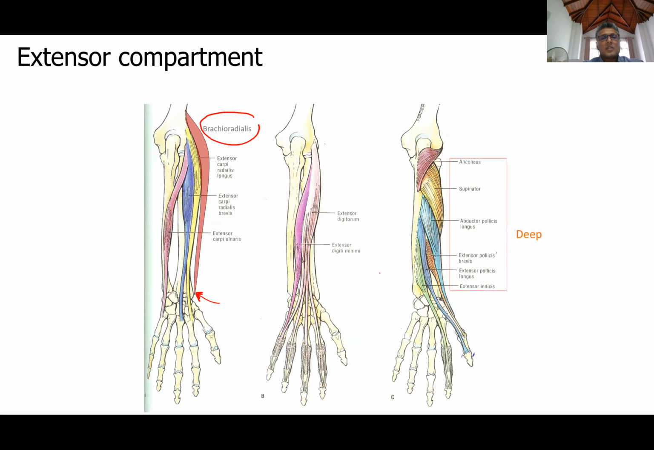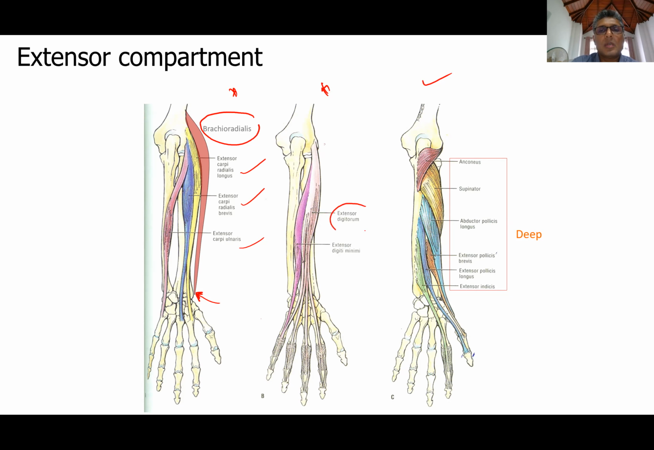So this is the superficial level muscles. This one and this one, and this is the deep layer. This one is the deep layer. So these carpi, extensor carpi radialis longus, radialis brevis, extensor carpi ulnaris, they are all wrist extensors. Like flexor carpi radialis and flexor carpi ulnaris are wrist flexors in the anterior compartment, extensor carpi radialis longus, brevis, and extensor carpi ulnaris are wrist extensors in the posterior compartment.